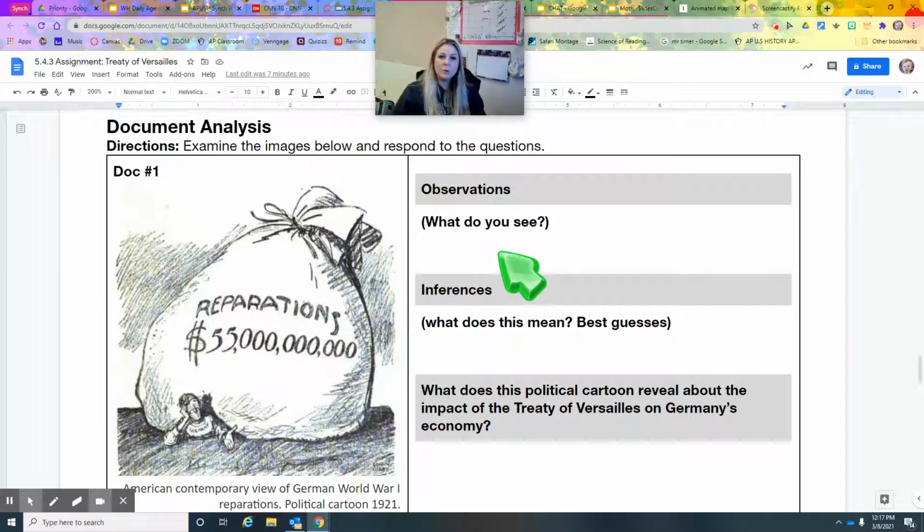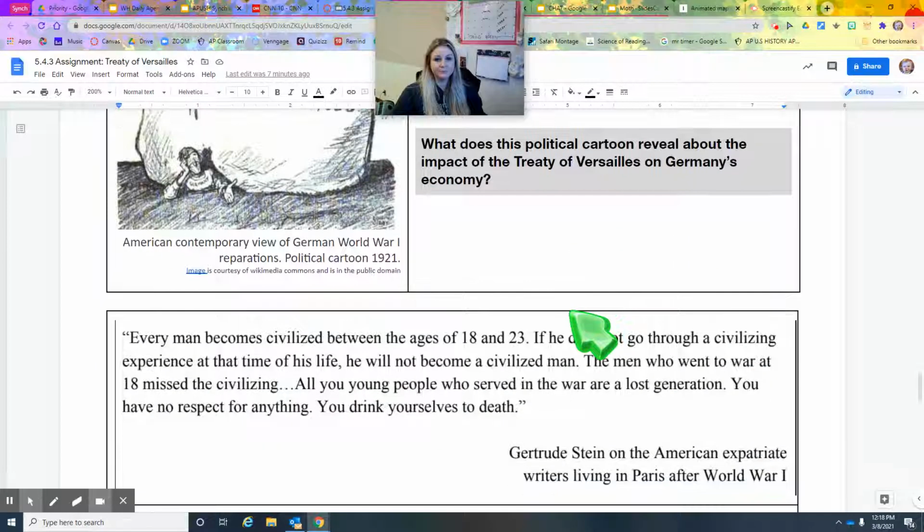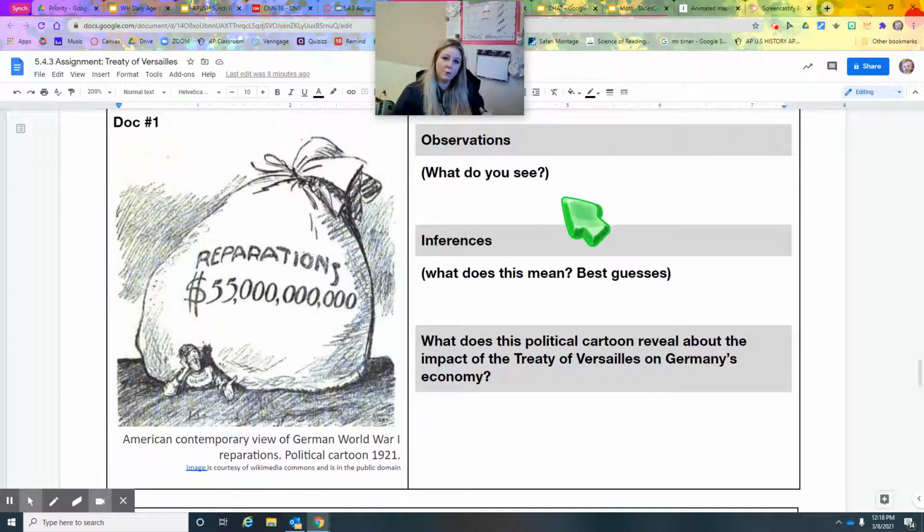All right. So what do you see? What does this mean? So you have to infer. What do you think it means? In your best guess. And what does this political cartoon reveal about the impact of the Treaty of Versailles on Germany's economy? So in other words, what do you think this is saying about Germany and their financial situation, that kind of stuff? Go ahead and pause and move forward once you're finished.